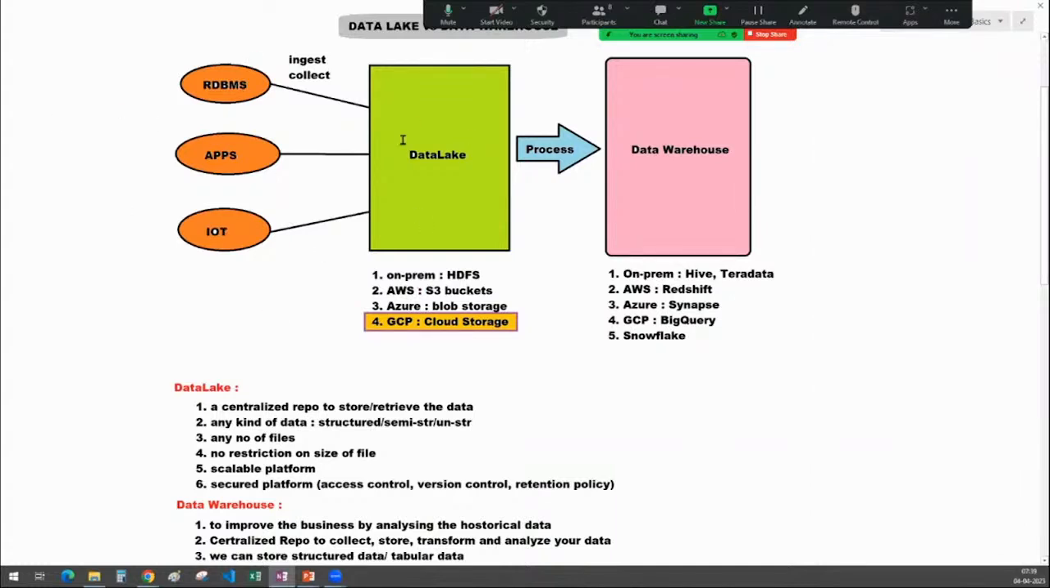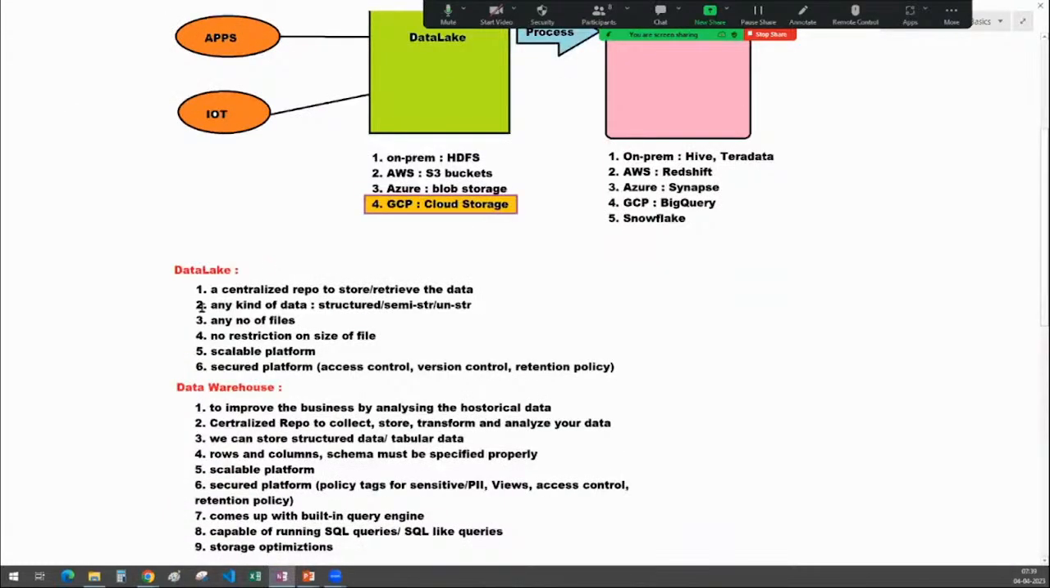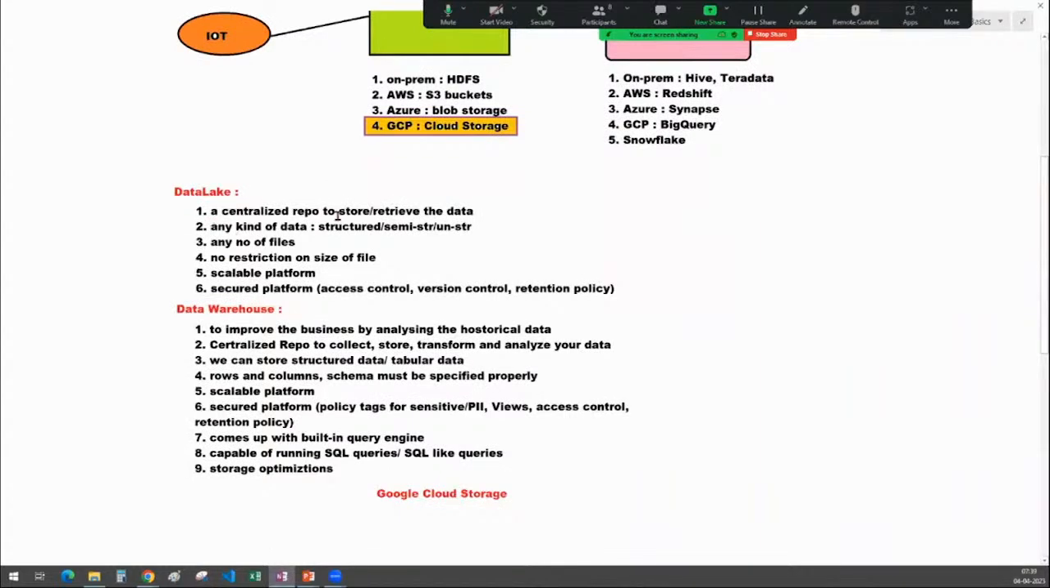So in a data lake, the data lake should be able to withstand storing any amount of data that is coming from multiple data sources, and it should not restrict any data format. It should allow any data format to be stored, any amount of data to be stored, and it should be a scalable platform and also a secured platform. Okay, so that is what a data lake is. A data lake is a centralized repository to store or retrieve the data.